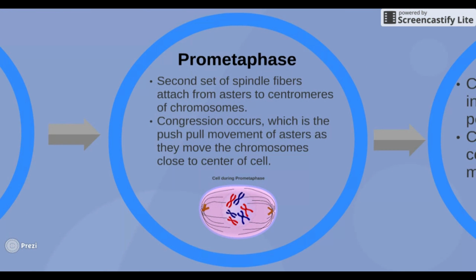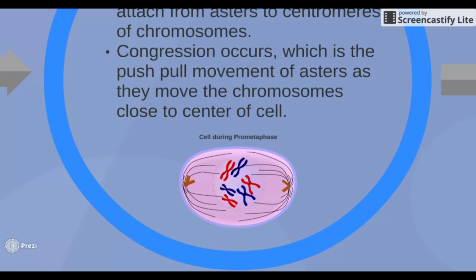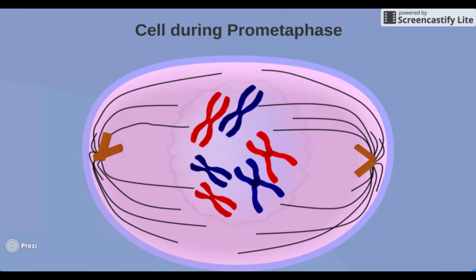The second stage of mitosis is prometaphase. In this stage, a second set of spindle fibers attach from the asters at the poles of the cell to the kinetochores of each of the chromosomes. Once they are attached, congression occurs. Congression is the push and pull movement of the asters as they move the chromosomes close to the center of the cell. This is a picture of a cell during the prometaphase stage.